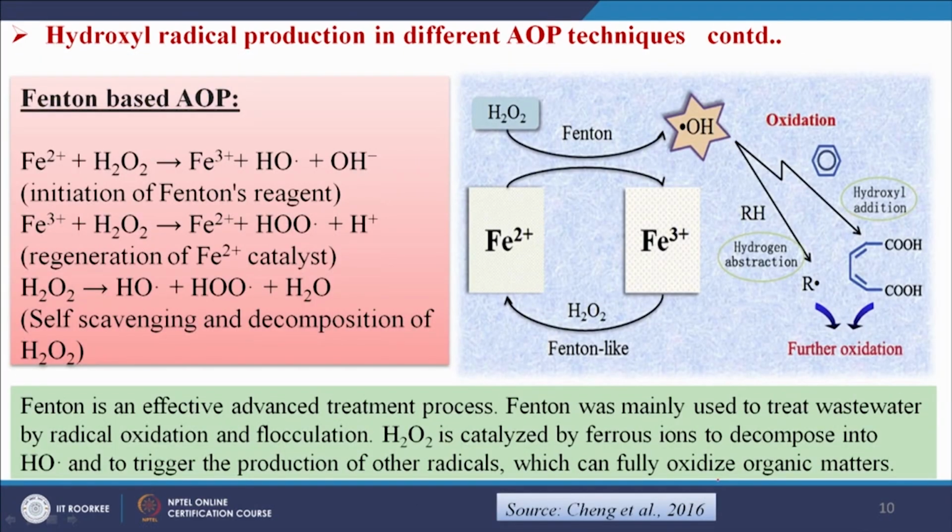Now, Fenton based AOP we will see. Here Fe2 is converted to Fe3 in presence of H2O2. This is the Fenton reagent, H2O2 and Fe2, which will be available in the media. Then Fe2 will be converted to Fe3 plus OH dot radical plus OH minus. This is the initiation of Fenton's reagent, and then regeneration of Fe2 plus catalyst. So, Fe3 which is produced in the first step will be converted again from Fe3 to Fe2 plus.